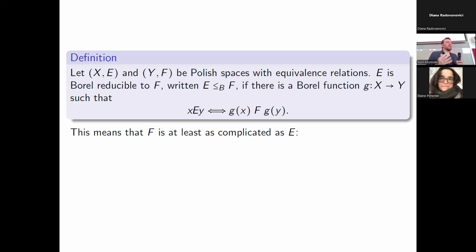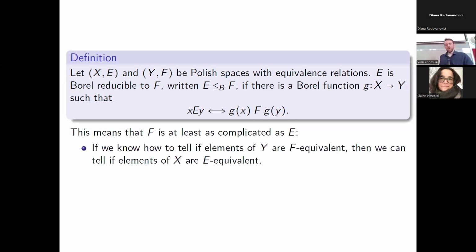So you should think like any reduction, this really means that the equivalence relation F is at least as complicated as E. Or another way to think of that, so maybe two ways to think of that. One is that if you had some way of knowing whether things are F equivalent, then now you can figure out if things are E equivalent. If you take being Borel to be a reasonable construction.